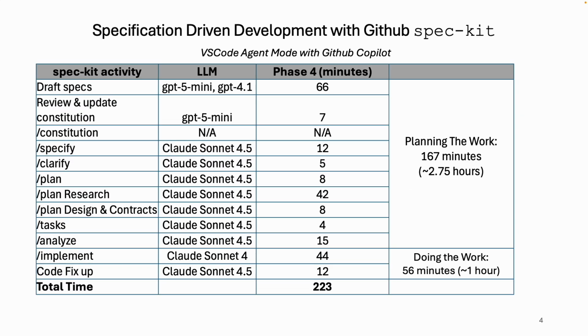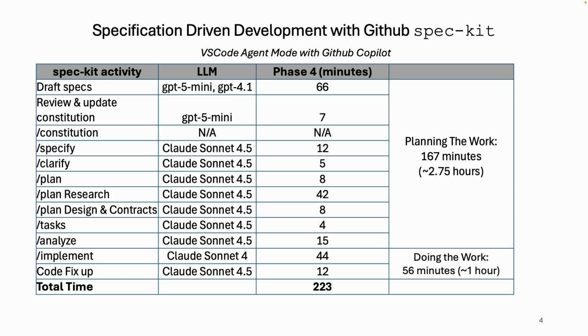Before writing any code, I use Spec-Kit inside VSCode agent mode with GitHub Copilot to drive the entire workflow. This table shows how the work broke down. Drafting the initial specification took about an hour. Reviewing and updating the project constitution took only a few minutes. From there, I moved through the Spec-Kit steps: specify, clarify, plan, primarily using Claude Sonnet 4.5 for its strength in longer form reasoning and planning.